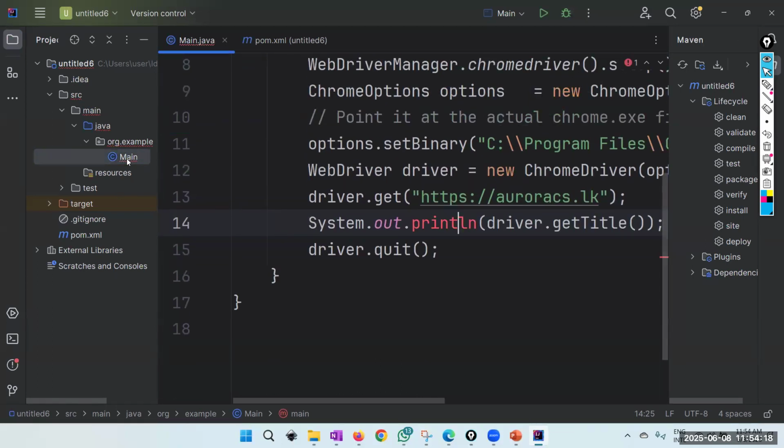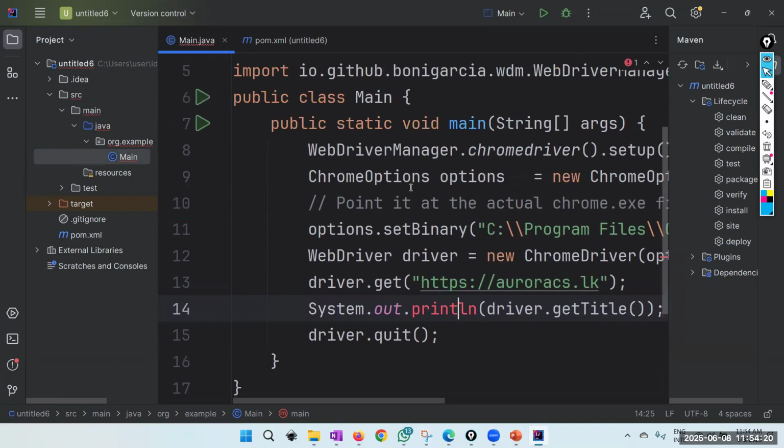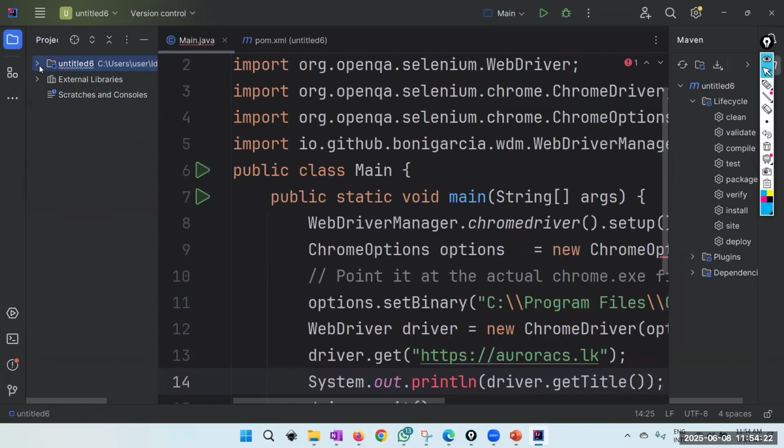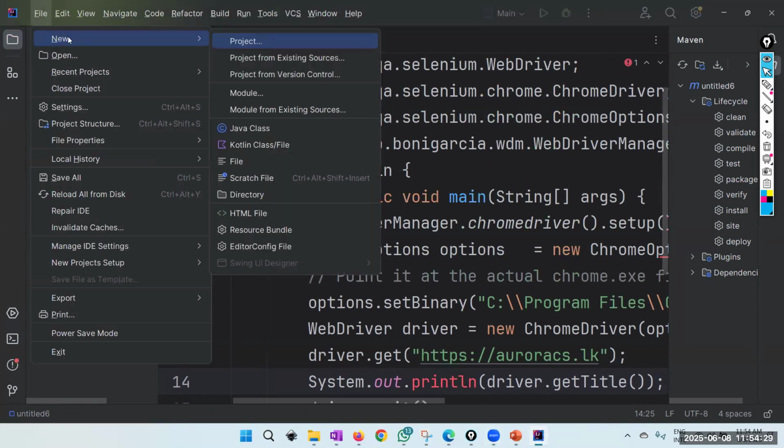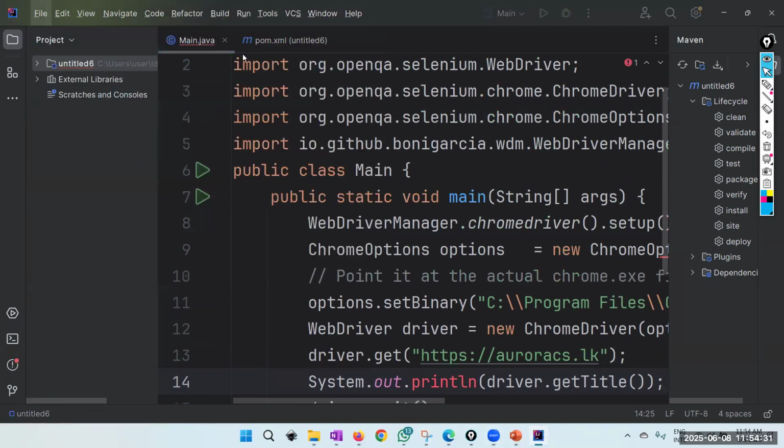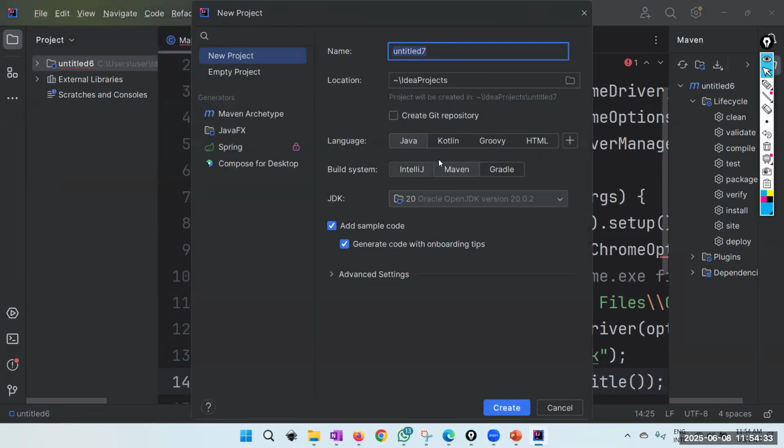Okay. Right. So let's try to write a simple test. This is normally IntelliJ. Okay. New project. Maybe a Maven project.